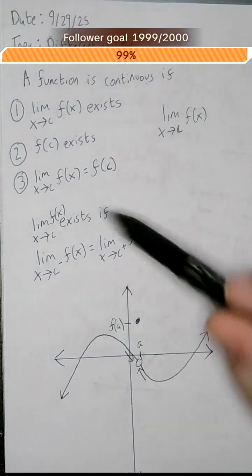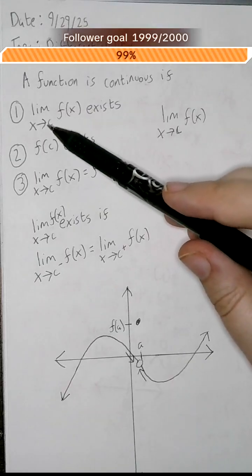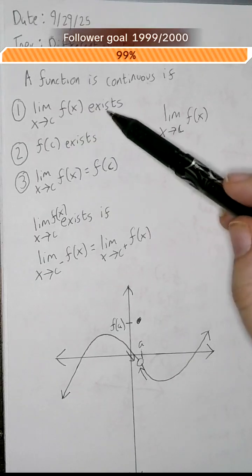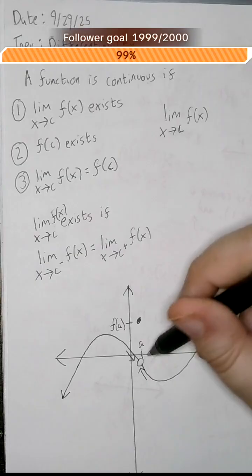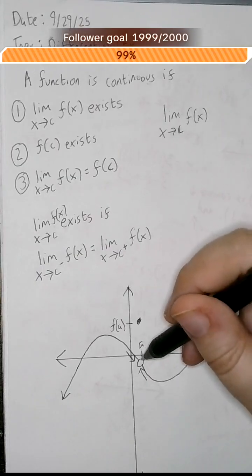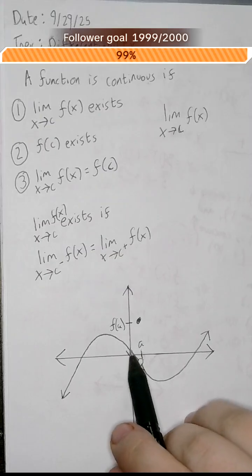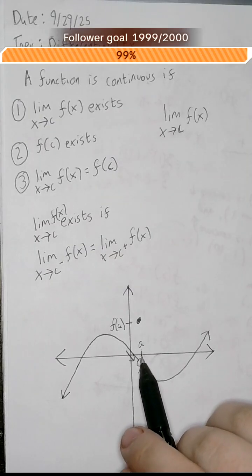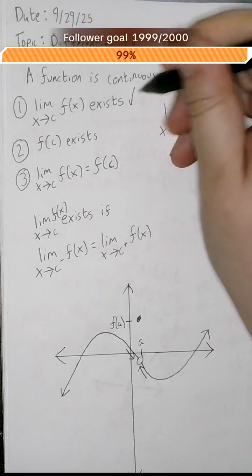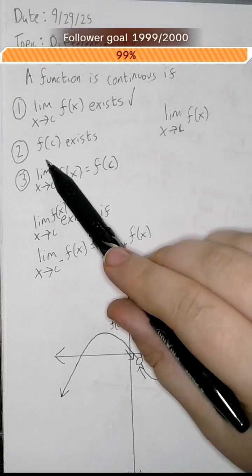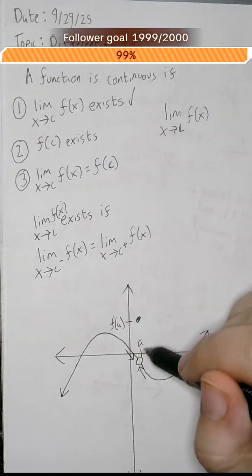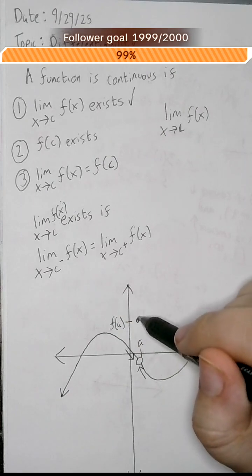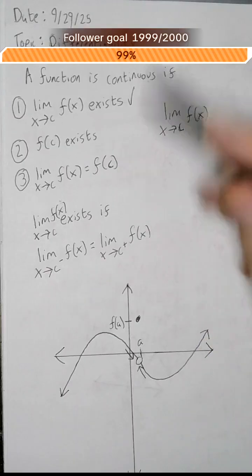So actually, let's test this. Does the limit as x approaches a of f of x exist at a? Yeah, it does, right? Why? Because as I approach from both the left and the right, I approach this open dot. So we can check that. Now, does f of a exist? Yeah, it does. It's this closed dot here.